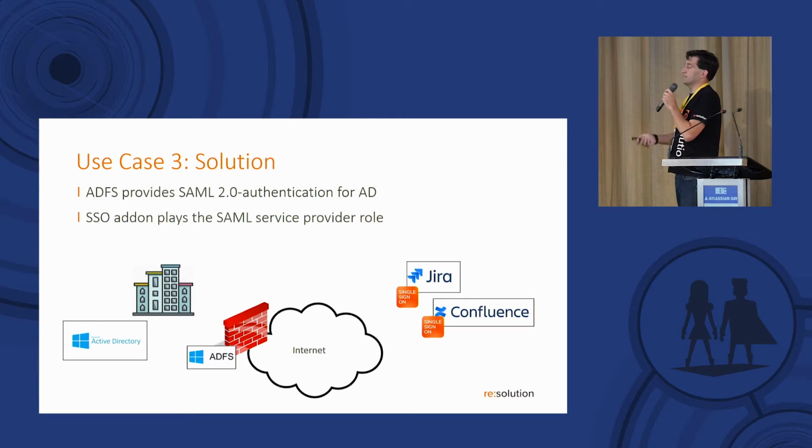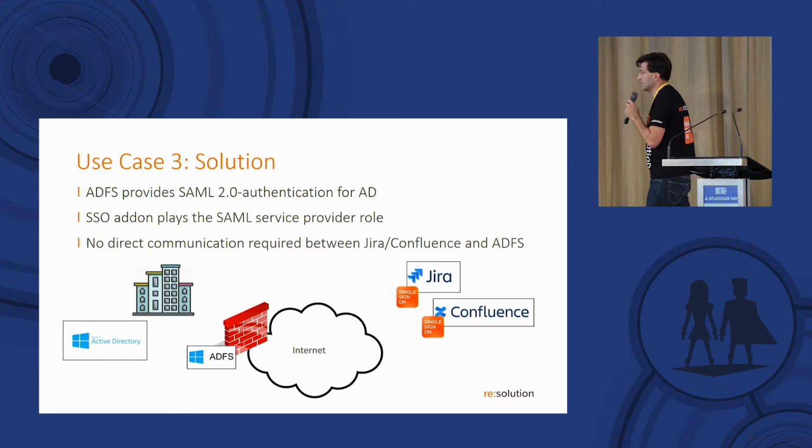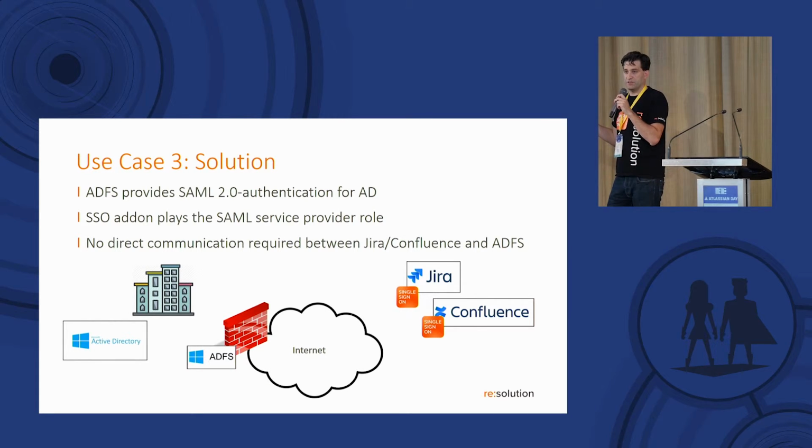And you bring in the single sign-on solution to Jira and Confluence. And the interesting thing here is that your Active Directory or even your ADFS don't have to directly talk to your Jira and Confluence, because everything happens through the user's browser. So if the user can reach ADFS and can reach Confluence, he can log in, even if they are firewalled between each other.